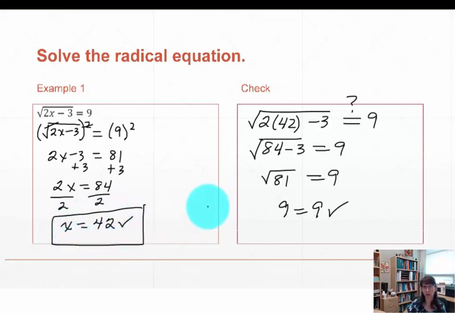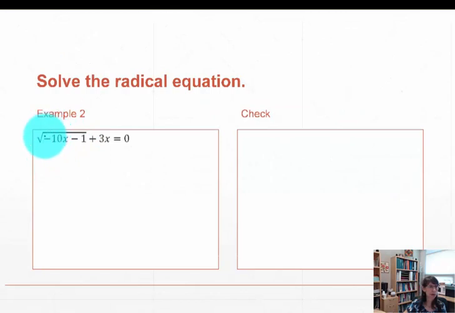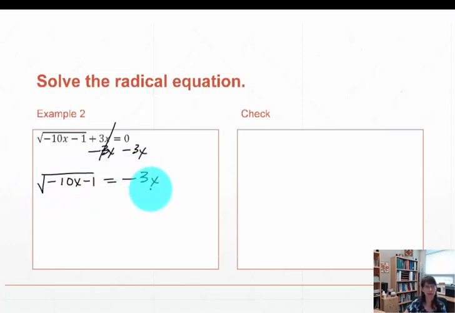X does equal 42. For example 2, we have the square root of negative 10x minus 1 added to 3x equals 0. Well, at first you might think, oh, how nice, it equals 0. Well, that's not standard form for this type of problem. For us, we need the square root isolated. So this plus 3x needs to be eliminated. So subtraction of 3x on each side of the equation will eliminate it. We now have the square root of negative 10x minus 1 is equal to negative 3x.